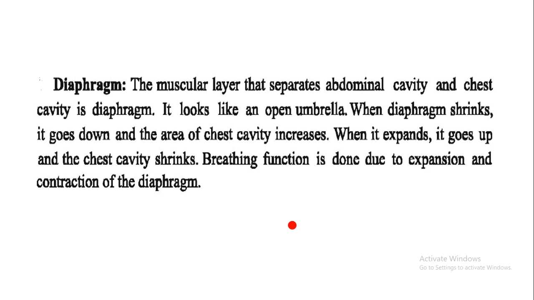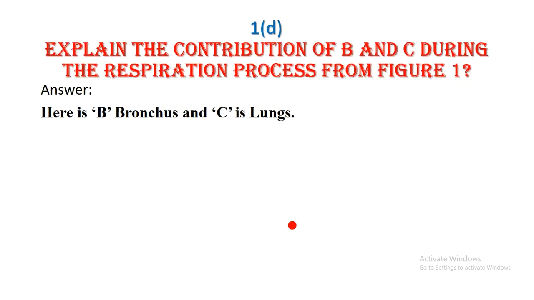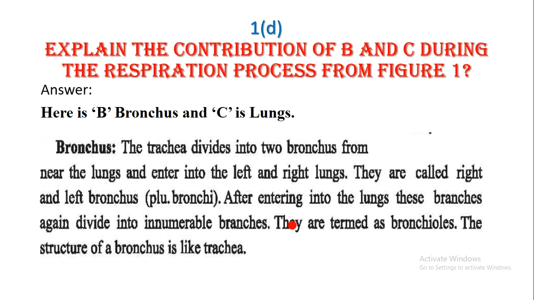Okay, my dear students, now I am going to discuss the next one, about higher order thinking ability. The question is: explain the contribution of B and C during the respiration process from figure 1. The answer is, here B is the bronchus and C is the lungs. Earlier we discussed the bronchus, so the answer will be the same. The trachea divides into two bronchi near the lungs, going into the left and right lungs. They are called the right and left bronchus.